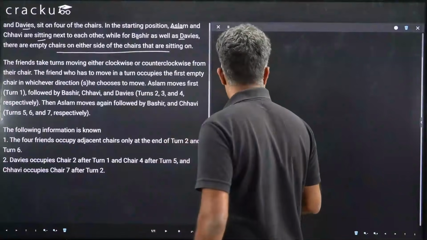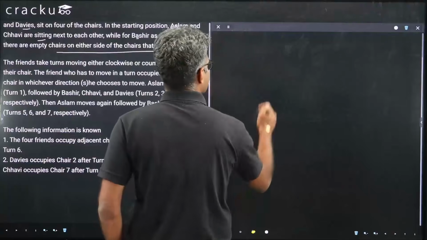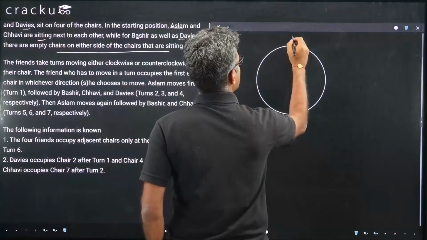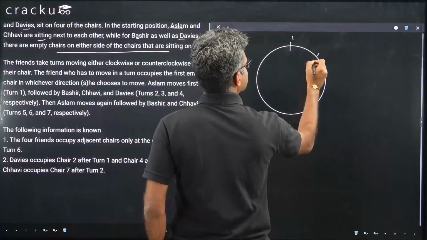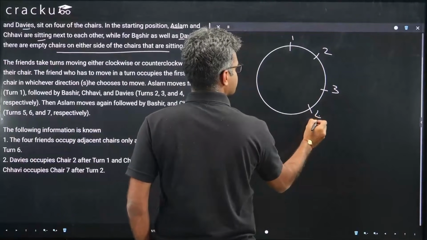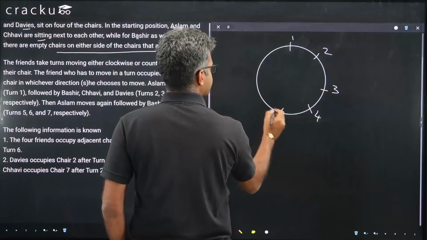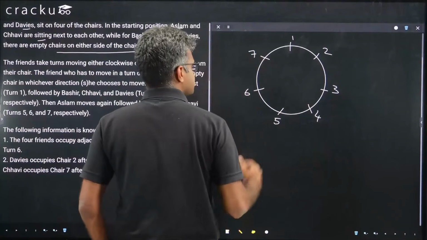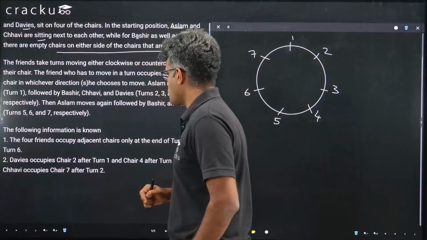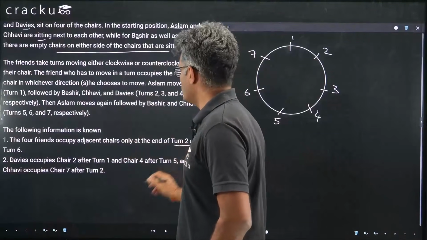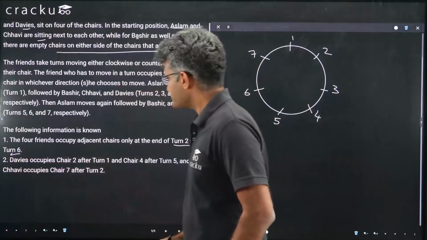Let us draw a circle first. Let us assume that this is the circle. We have 1, this is 2, this is 3, this is 4, this is 5, this is 6 and this is 7. These are the 7 chairs around the circle. Now the 4 friends occupy adjacent chairs after turn 2 and turn 6.